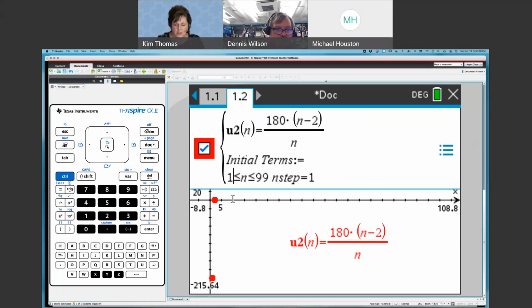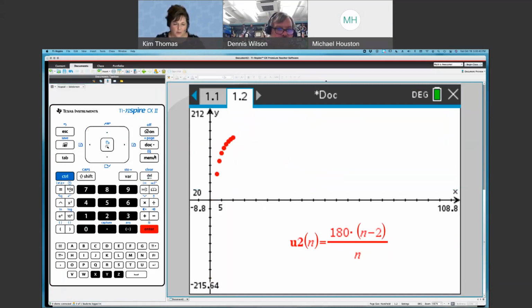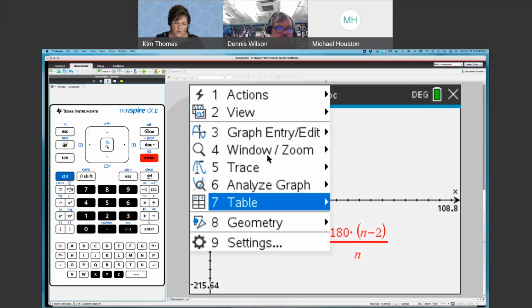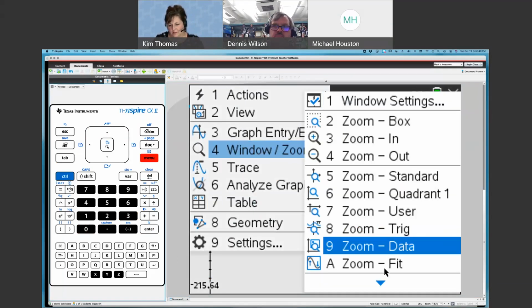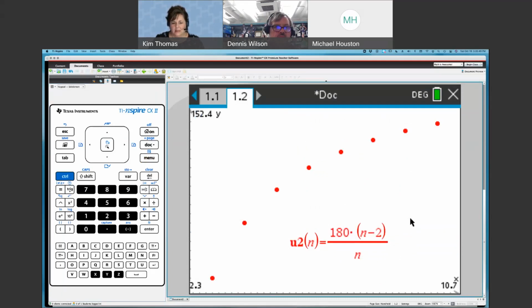So I need to change this to a 3 if I wanted to start with my triangle, because it's doing math. The math is correct, but is it correct for the situation? No. And then I want to change this to 10. And so now I can go back and do menu, window zoom, zoom fit. And now I can see it's definitely curving there.